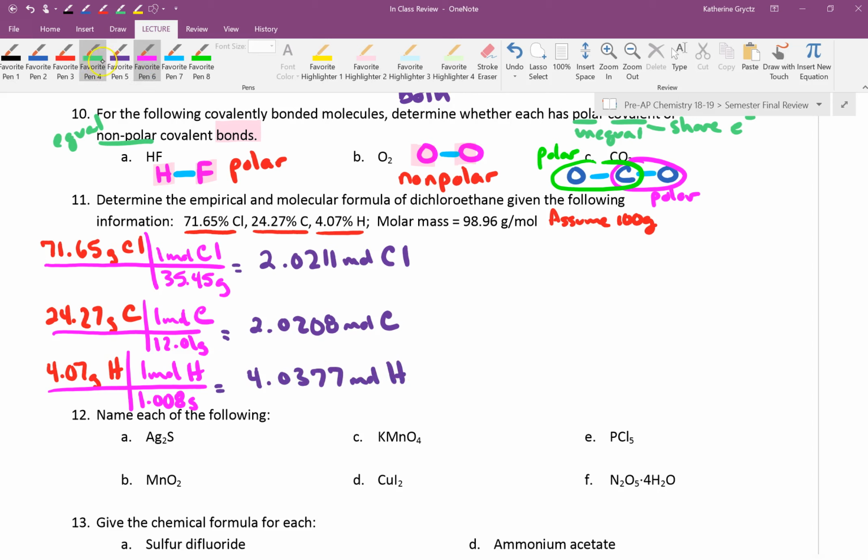Okay, and once you have moles of each, the next step is to take each one of these and divide it by the smallest number of moles, because you're looking for a ratio between each element, and you want the smallest one to be a 1, like I just showed you on the empirical formula. You want to divide down if you can. So we're going to divide them all by 2.0208. Okay, that's the smallest one.